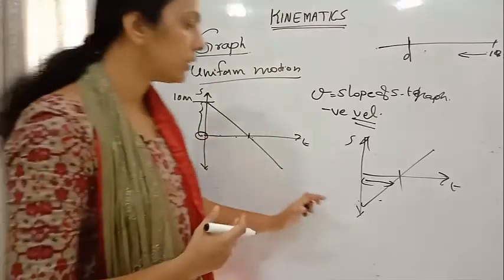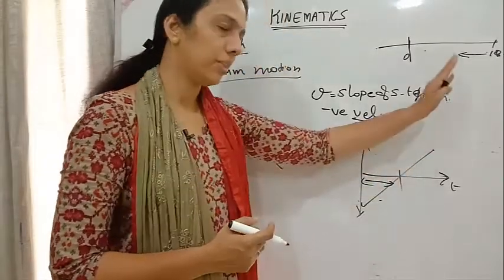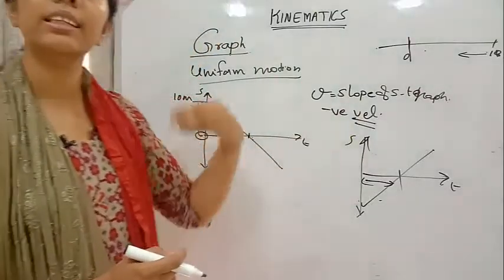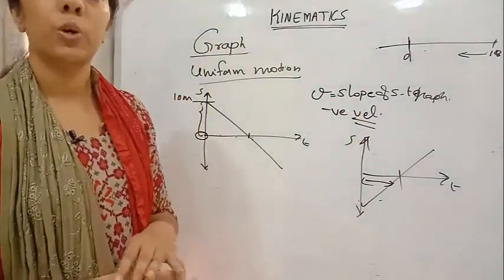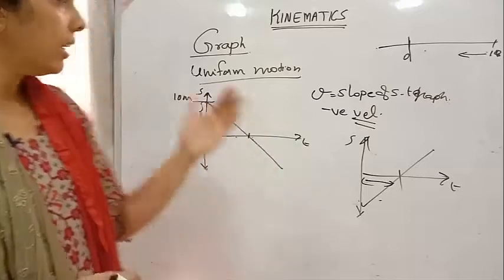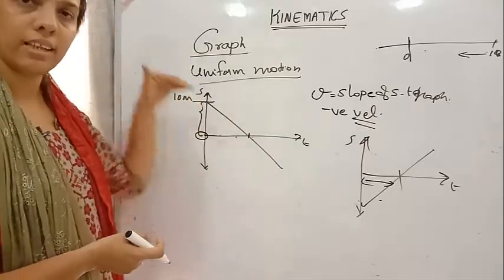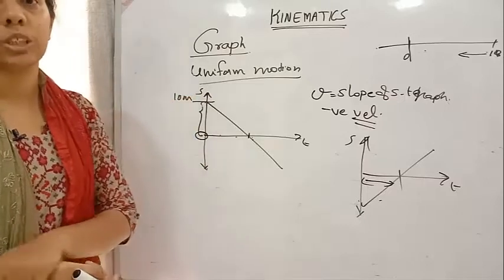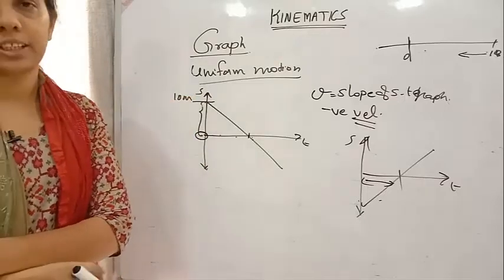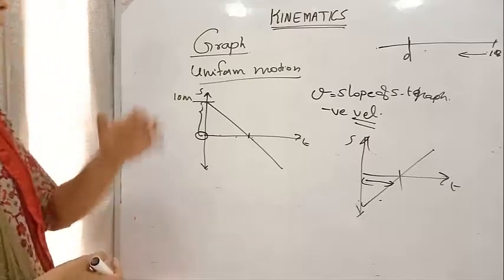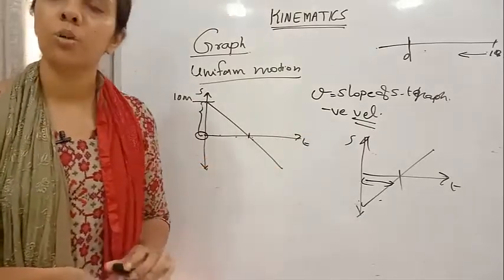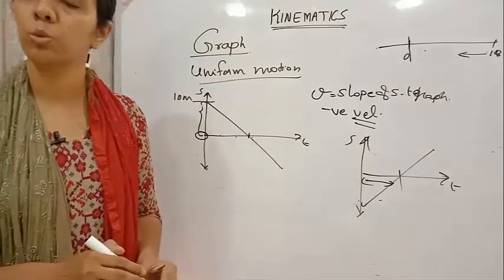So if you are getting the graph in the forward direction, then you should understand that the object has positive velocity. Here if it is decreasing, then it is going down, then it is negative velocity. The object is moving in the opposite direction. Clear? Getting such a kind of graph, you can understand that the object is under uniform motion.